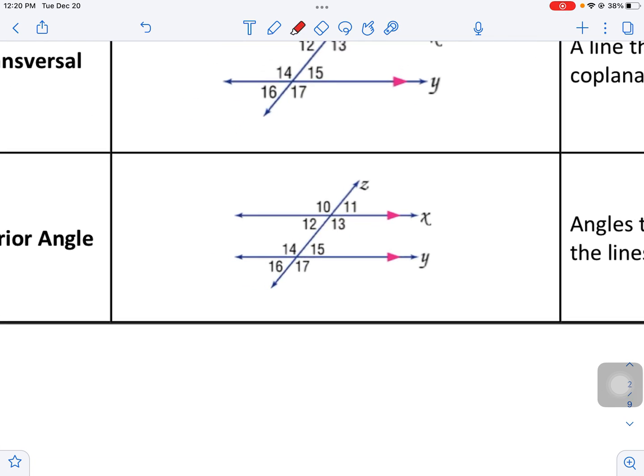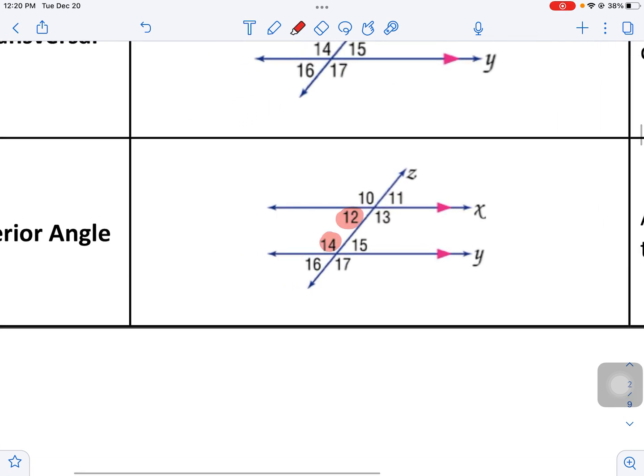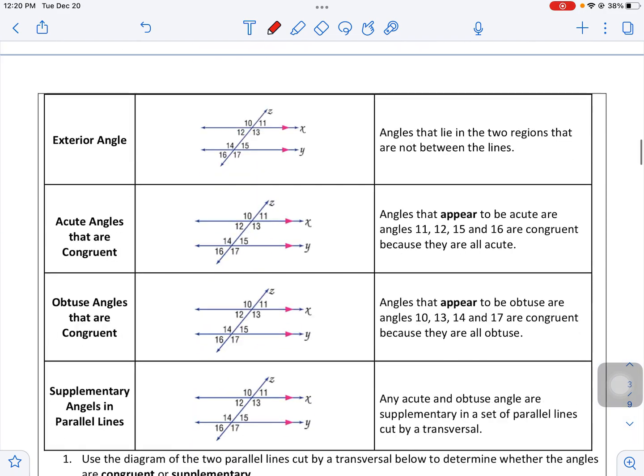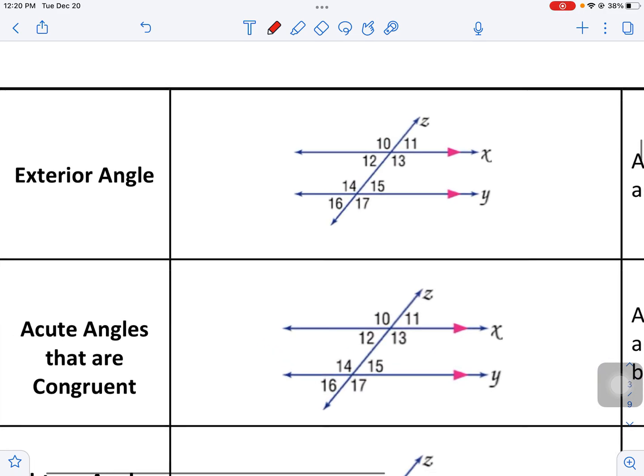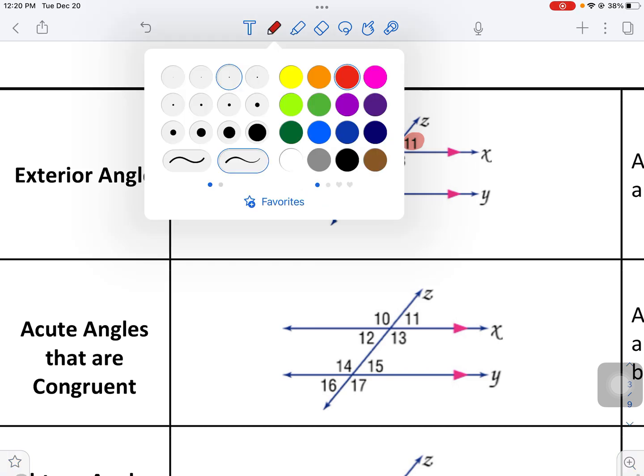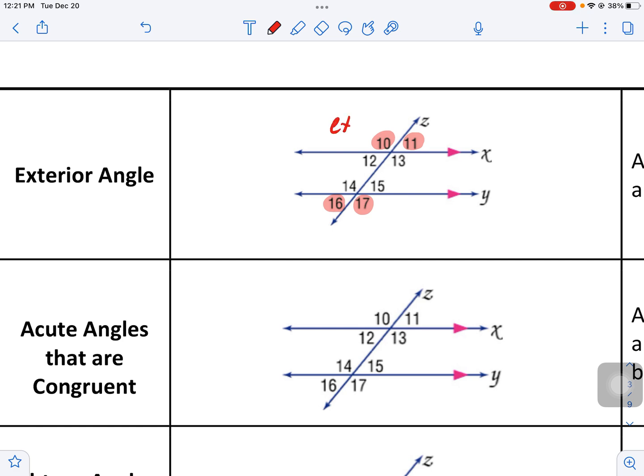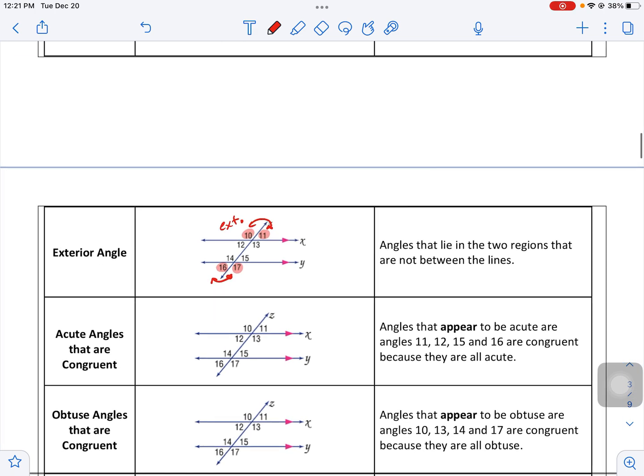Interior angles are the angles that are on the inside of the parallel lines. This is the interior, and this is the interior. The exterior is the angles that are on the outside of the parallel lines. So this is the exterior out here and out here, 16, 17, and 10, and 11.